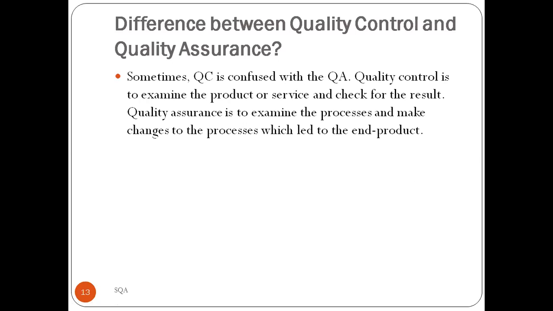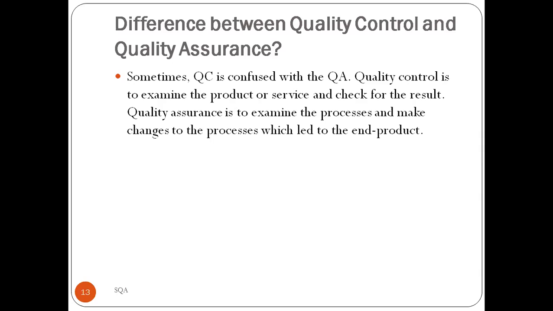Quality control is to examine the product or service and check for the result. As already discussed, QC doesn't check the process. It just examines the final product, and if it is good, then okay. But quality assurance is to examine the process and make changes to the process which lead to the end product. So quality assurance deals with the process, and quality control deals with the product, not the process.